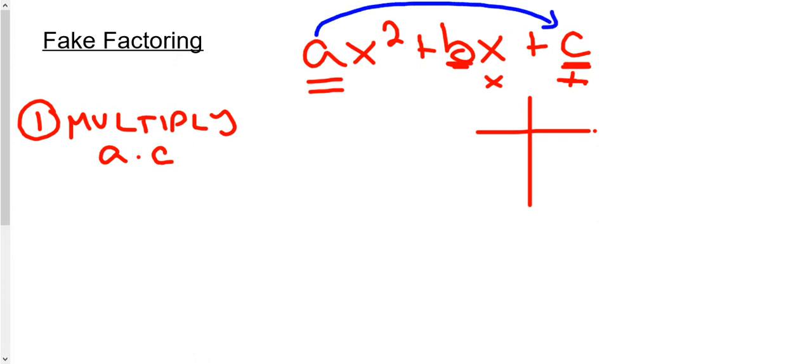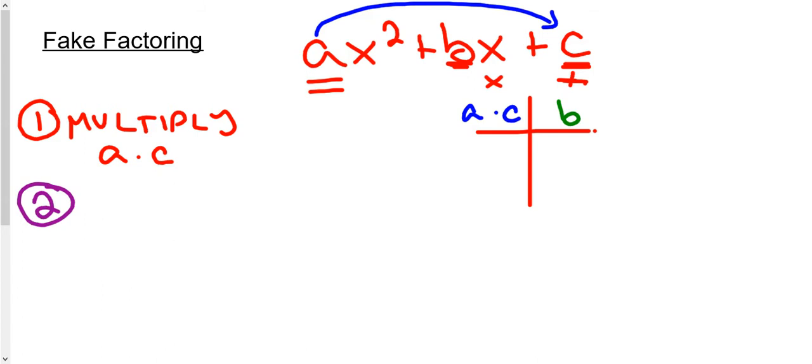We're going to start by multiplying a times c, and that's the number whose factors we're going to find that multiply together to get a times c. They do still have to add to b. That part hasn't changed. Once we find the factors that multiply to ac and add to b, we're going to move on to the next step, which is writing those factors inside our parentheses. But we're going to change that step a little bit as well.